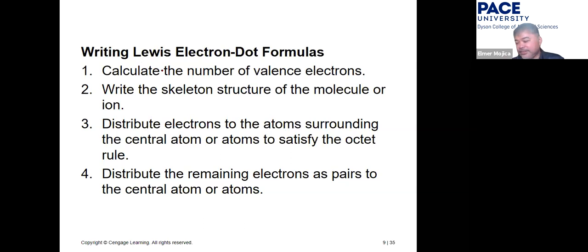So writing the Lewis symbol or electron dot formula. The first thing that you're going to do is determine the number of valence electrons. That means you need the periodic table to determine how many valence electrons are in each of the atoms, and then you add everything together. After that, you write the skeleton structure of the molecule or ion. So you try to connect one atom with another atom. And then you distribute the electrons to the atoms surrounding the central atom or atoms to satisfy the octet rule. And then distribute the remaining electrons as pairs to the central atom. Okay? So what are we going to do here?